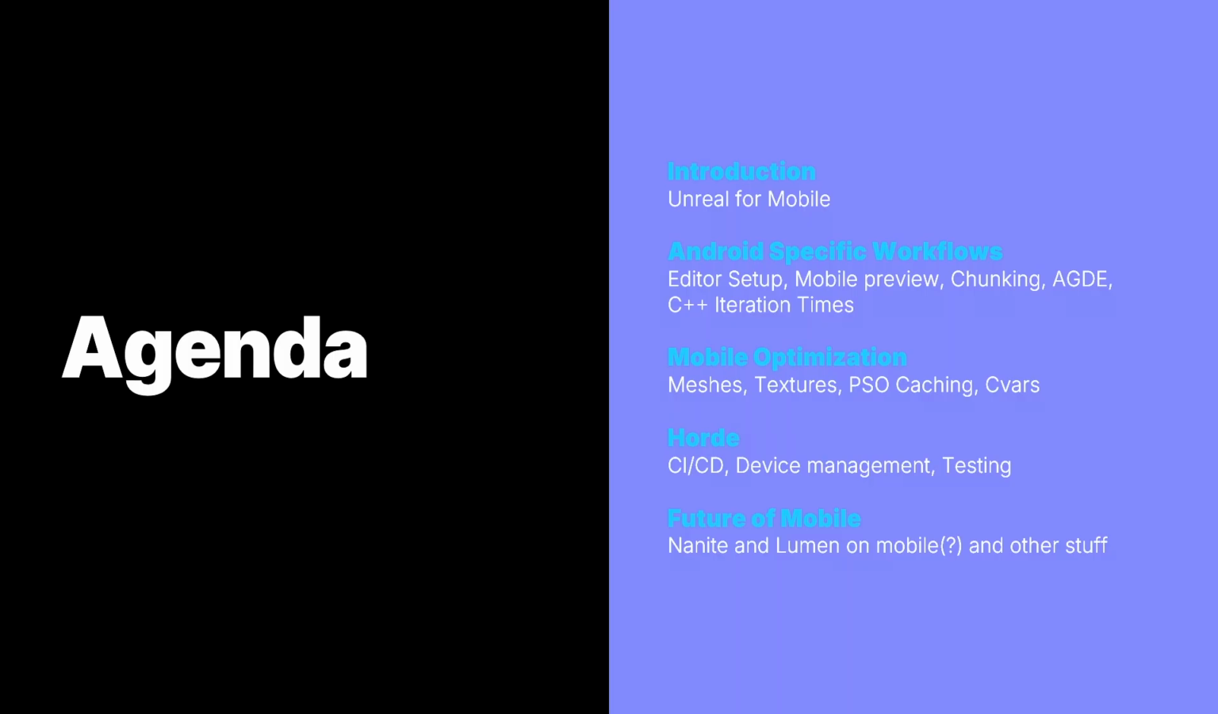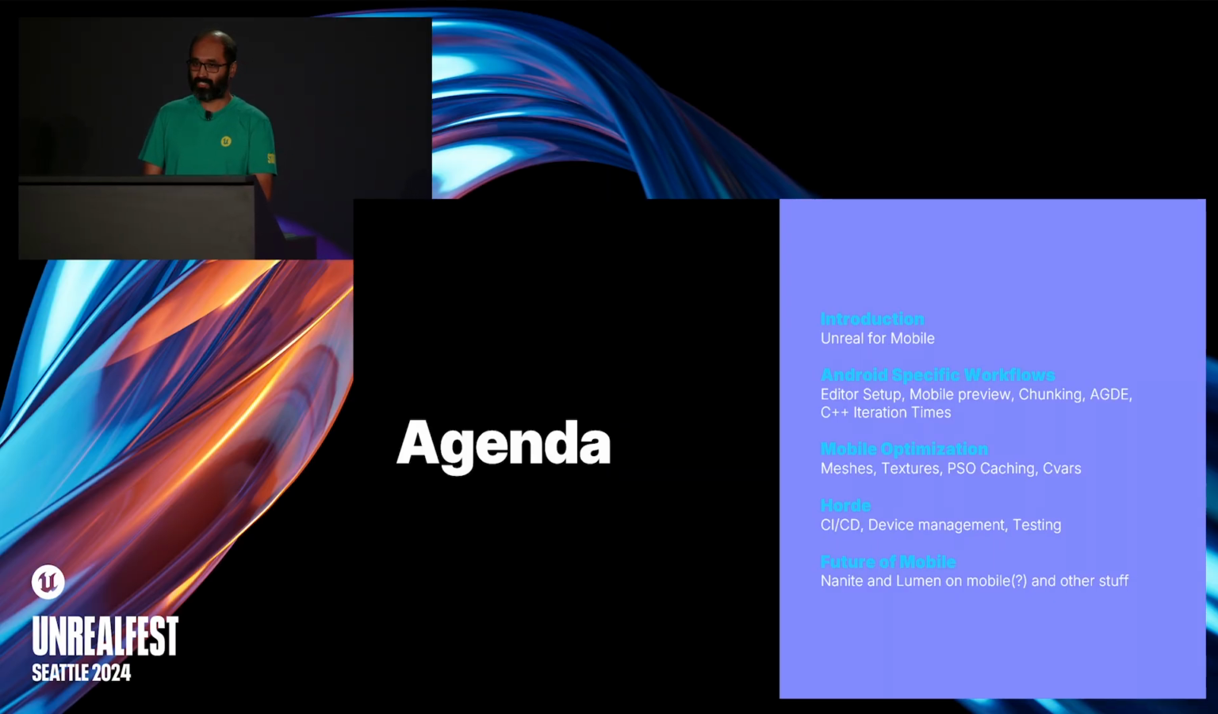I will be doing what is Unreal for mobile introduction. I'll also talk about Android-specific workflows, and I'm talking about Android-specific because there is a lot to cover. A lot of this will also, of course, translate to iOS, but I'm sticking to Android for now, which will include editor setup. How do you use the old and the new mobile preview? How do you do chunking? The new Android game development extension. And then how do you also increase your C++ iteration times?